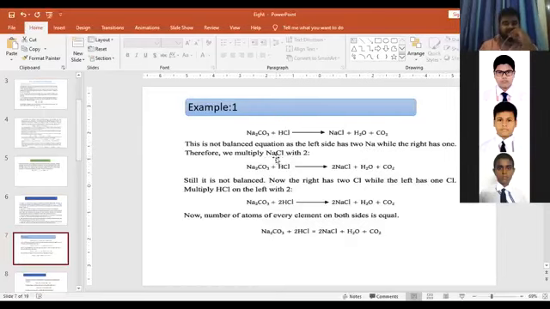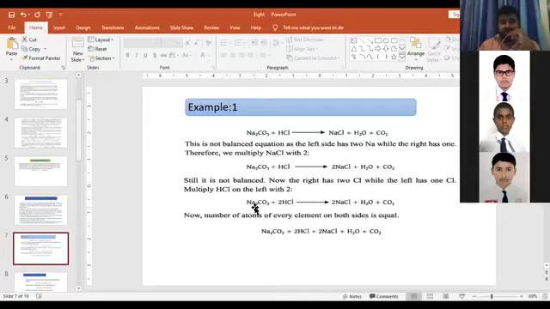So multiply HCl by 2. Right side is two Cl, but left side was only one Cl. Look, now left side is two Cl too. Now sodium and Cl are balanced. Next, the number of hydrogen on the left side is 2, and on the right side is also 2. The number of oxygen on the left side is 3, and on the right side is 1, 2, 3. The equation is balanced.